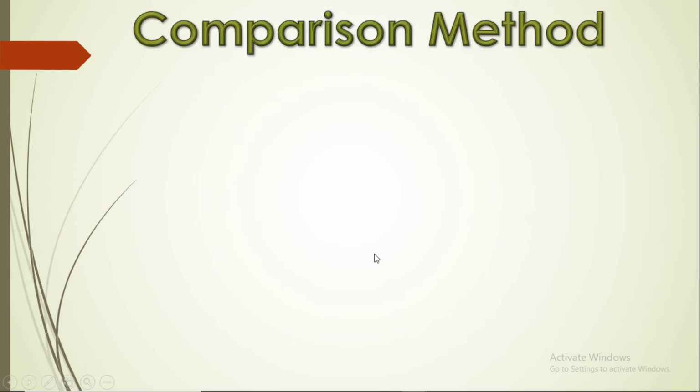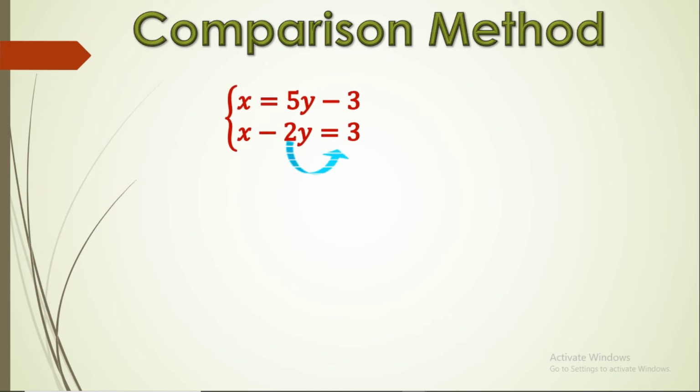Well, are we having other methods to solve systems of equations? Sure, yes, but the most popular one was the elimination method. Now let's start with another method, which is the comparison method. Here we have a system of two equations, x equals 5y minus 3 and x minus 2y equals 3.